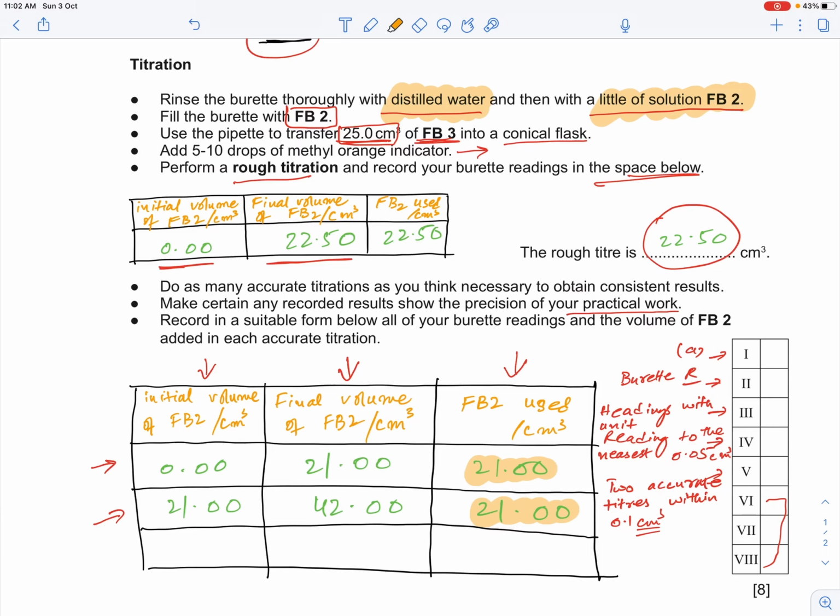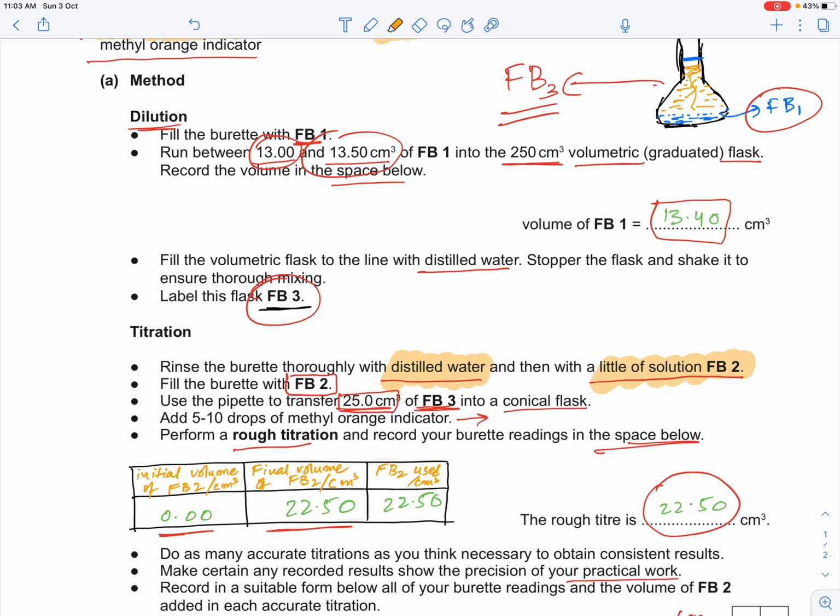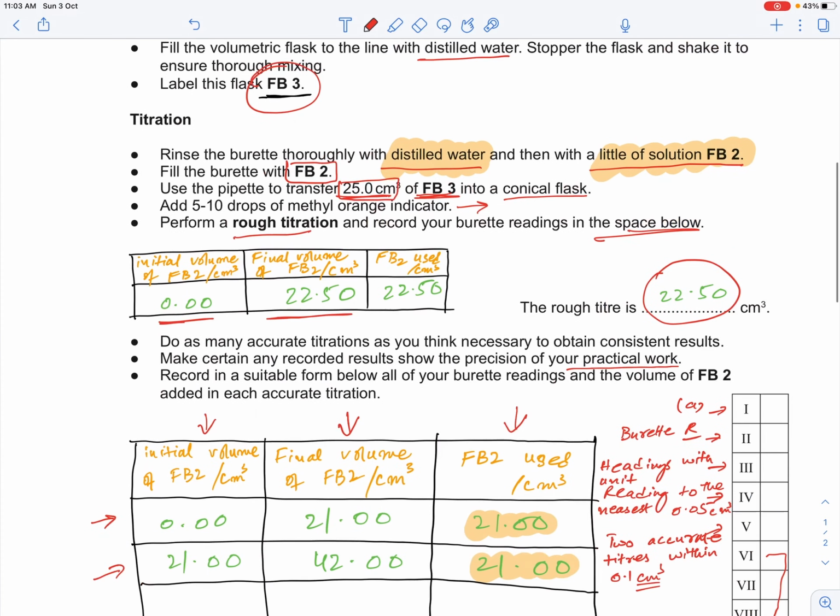And now let's just discuss the marking points. First of all, we have 8 marks here in this question. The first mark is for the volume of FB1 that you would take, right? So you have to mention it here, and you will get 1 mark here. And then the second mark is for burette readings: all the burette readings, rough titrations and the actual titrations which you have performed. If you have mentioned all the burette readings, you will get the second mark.